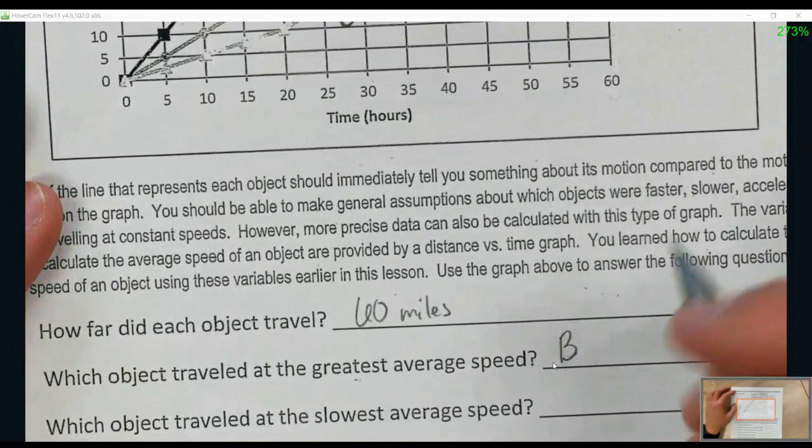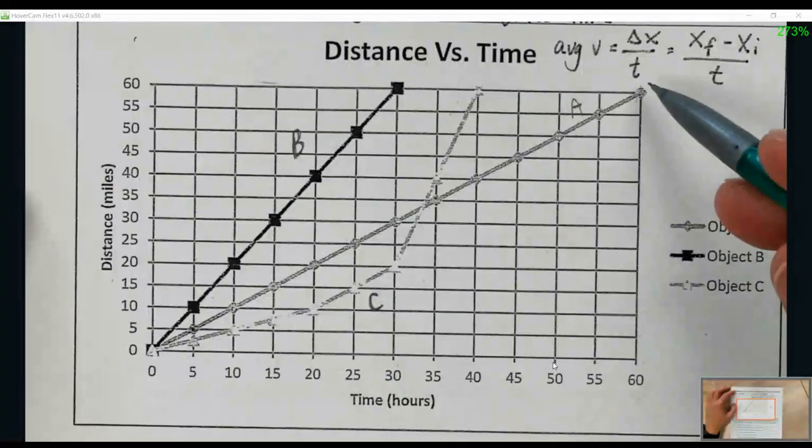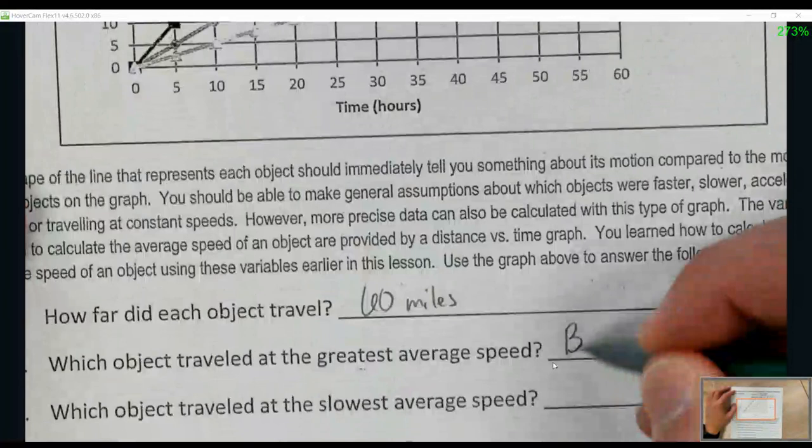And then who had the slowest? Yeah, A. A took the longest time. So we'd have this.